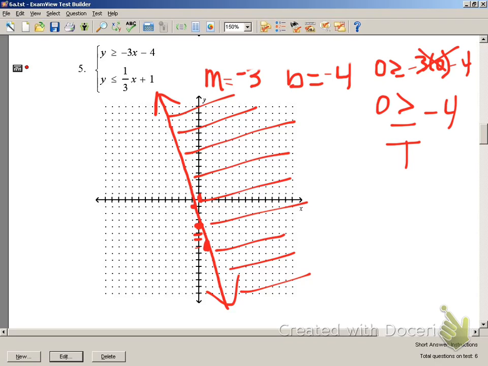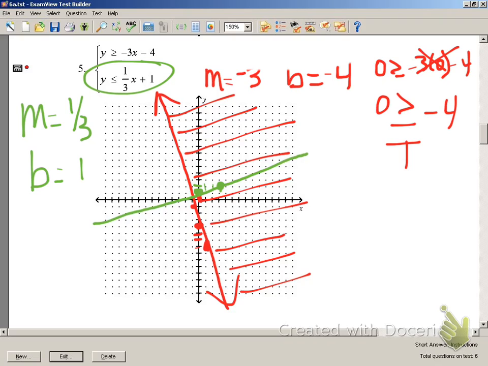Changing colors, let's go to the second equation, or inequality. I have a slope of 1/3. I have a y-intercept of 1. So y-intercept at 1, slope of 1/3, it means I go up 1 and over 3. It has the equal to portion underneath it. So therefore, it will be a solid line.